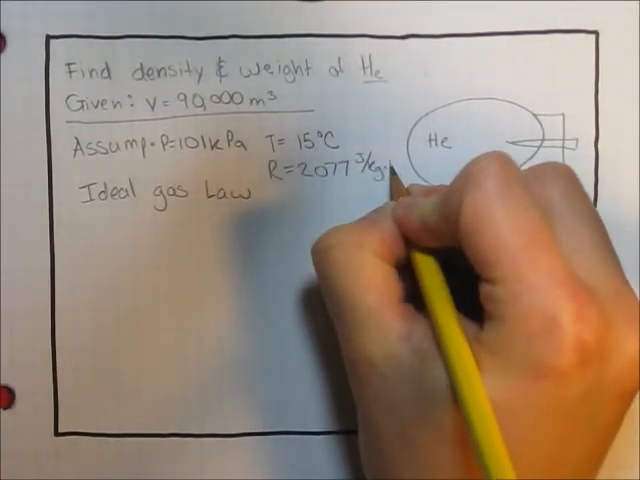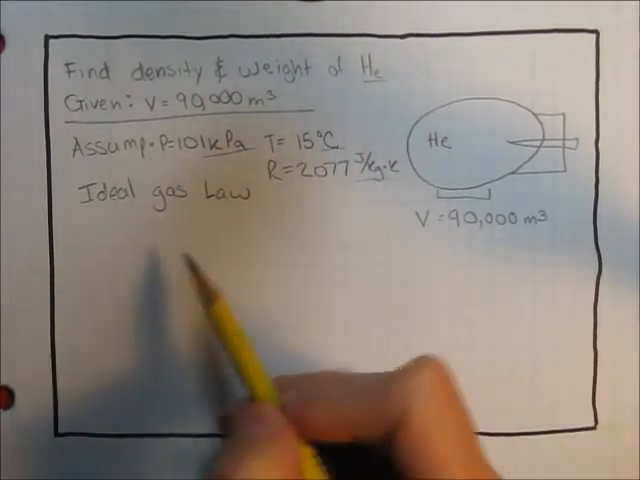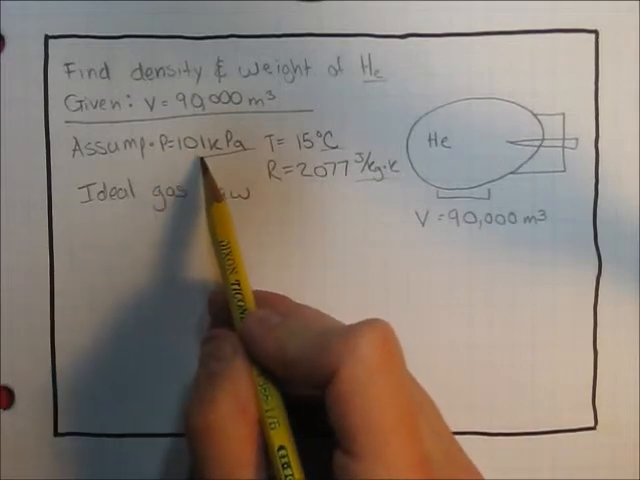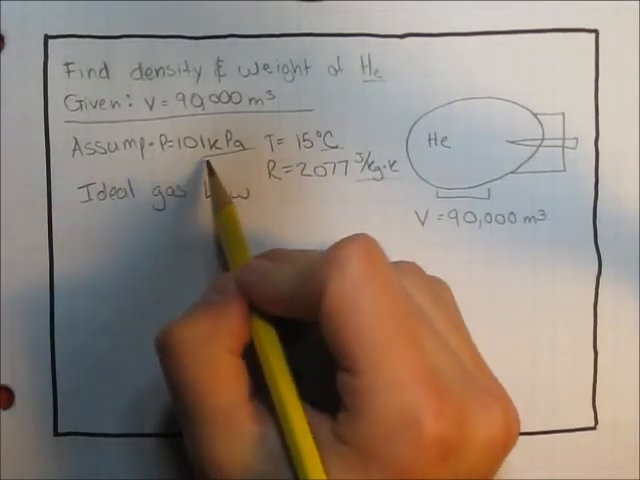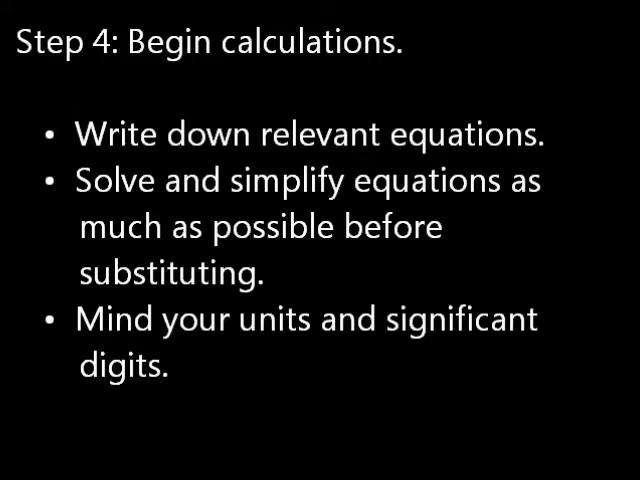And make sure to include all your units. A unitless number is almost a naked number. If I said our pressure is 101, that means nothing. So our pressure has to be 101 kilopascals to mean something.